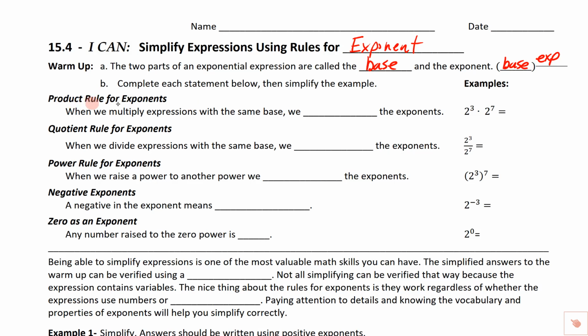So what we've got is the product rule for exponents. So again, this is all review. You've seen stuff like this before. When we multiply expressions with the same base, we add the exponents. So on a problem like this where we've got 2 to the third times 2 to the 7th, the base is still going to be 2, but we add the exponents. So that's going to be 2 to the 10th.